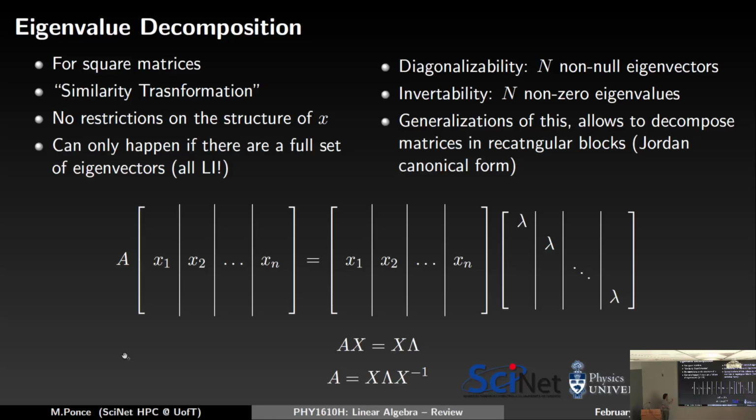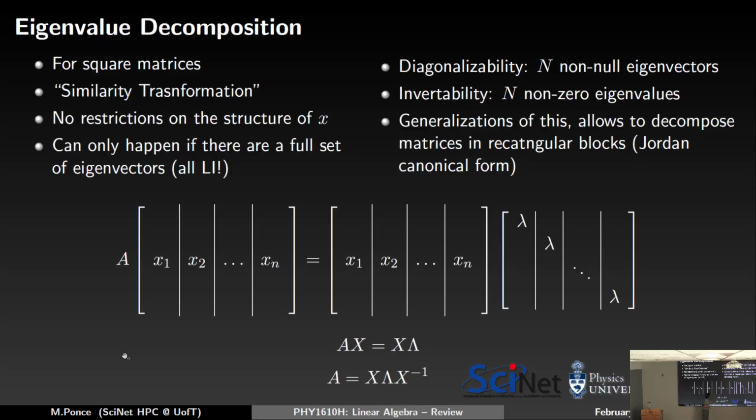If that is not the case, then you can do something called Jordan canonical form, and that is pretty funny because instead of having only diagonals, you have blocks in the diagonal. But this is not bad either. So the diagonalization of the matrix can be proved if you have n non-null eigenvectors. Similarly, the invertibility of the matrix. So if you know that your matrix has an inverse, then you can prove that.